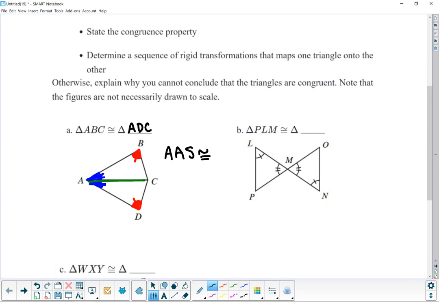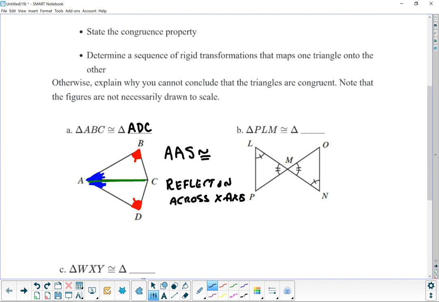This one, if I just flip it over, right, if I just do a reflection across the x-axis, it should actually land one on top of the other. Okay, so this would be a reflection across the x-axis. That's it.